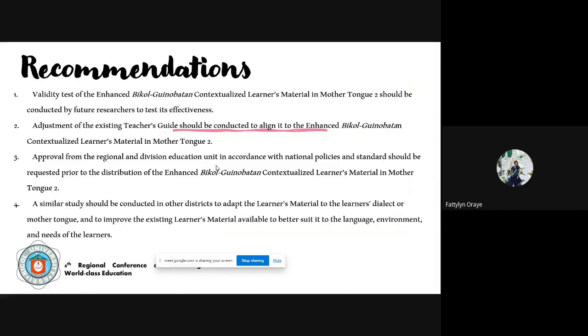Lastly, a similar study should be conducted in other districts to adapt the learners material to the learners' dialect or mother tongue and to improve the existing LMs available to better suit the language, environment, and needs of the learners. This study is a great example of the collaboration among teachers in improving existing materials to suit the needs and aid in the teaching and learning process.